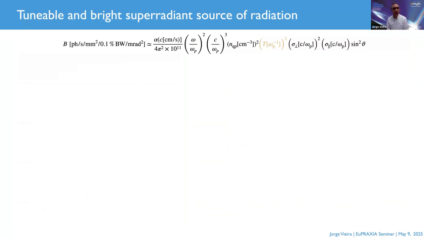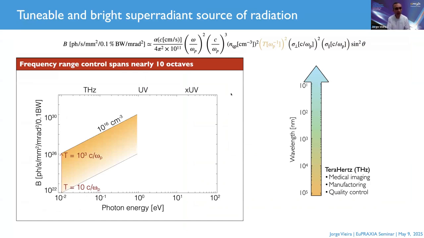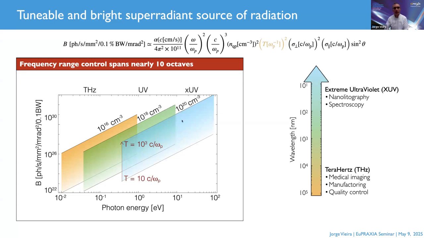Okay, so now we can actually provide an estimate for the brightness of this source of radiation, and the typical photon energies can be tuned quite easily, for example, by changing the plasma density. So this gives us a huge flexibility, and we can have a huge control over the ranges of frequencies that are being emitted. If you use lower plasma densities, for example, on the order of 10 to the 16th, then we can have the emission of terahertz. And then as we increase the plasma density, we go to the ultraviolet. And in the limit, we could go to the extreme ultraviolet.